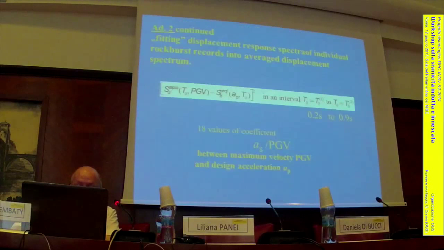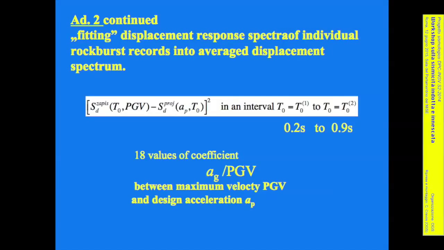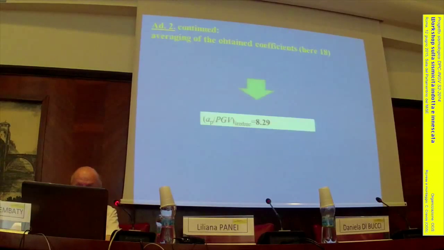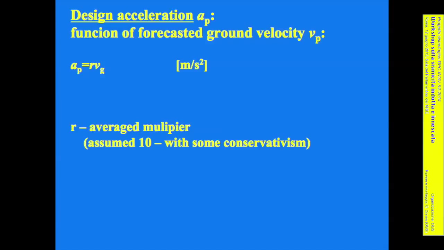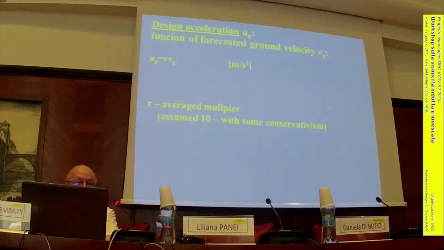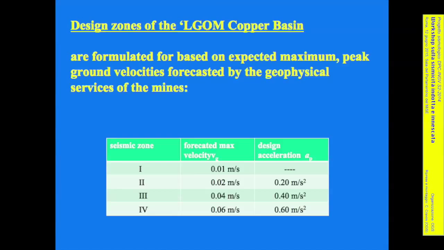And then we have the equivalent design acceleration. We repeated this fitting 18 times, so we obtained an average value of 8.29, but we decided to keep a multiplier equal to 10, which is easy to analyze. So there is a multiplier between velocity and design acceleration equal to 10. Then we obtained the zones. We have here four zones of the design. As you see, they are rather small for the design. But we have to remember we cannot use Q factors of 4, 5, 6. The Q factor to be applied here could be 1.5 or 2.